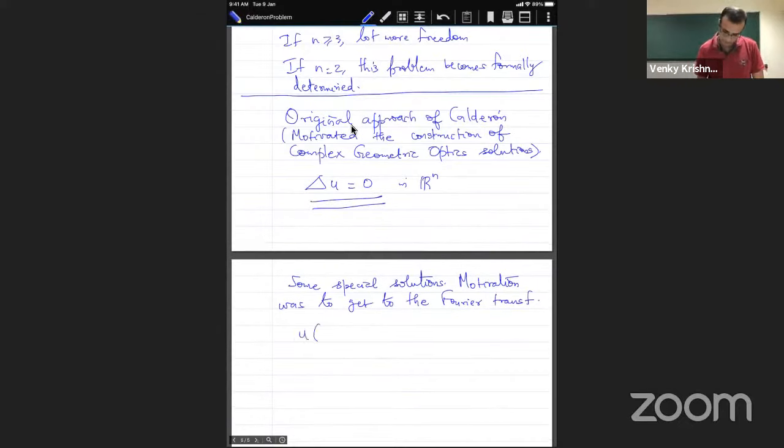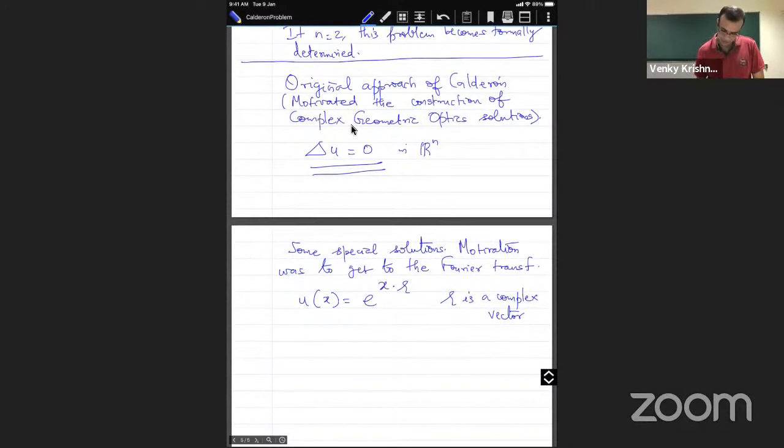Okay, so let's take u of x equal to e to the x dot zeta, where now zeta is a complex vector. Now, not every complex vector zeta is going to give a solution to Laplace u equal to 0. But let's check. So zeta is a fixed complex vector. Suppose this u has to be a solution to Laplace u equal to 0. So let's do this computation.